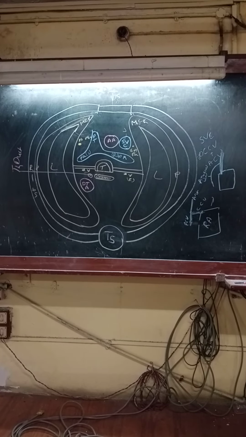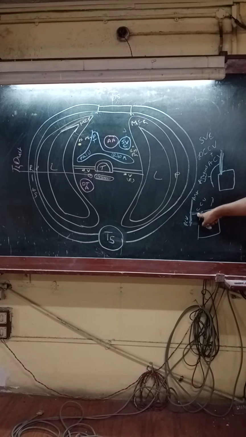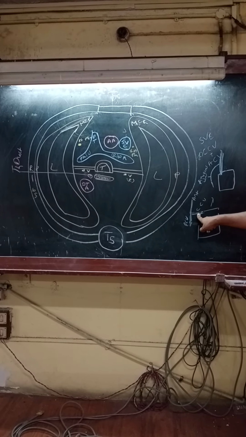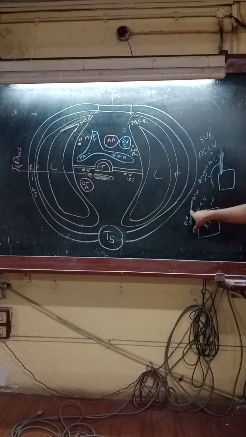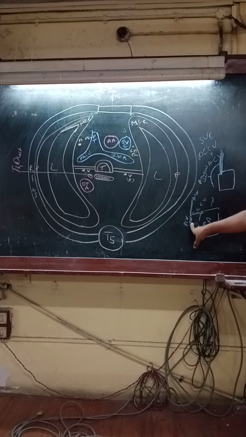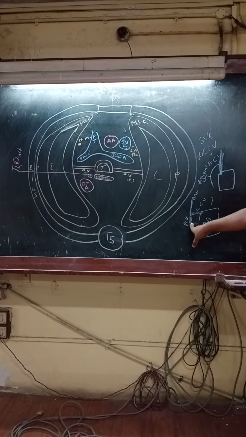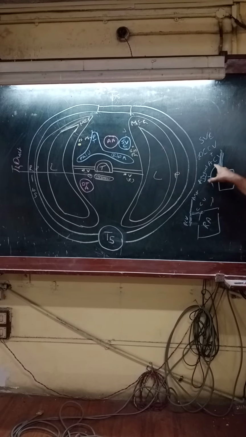So see, initially it was like this. So this whole thing formed SVC. So now we have SVC and posterior cardinal vein opening into it. So posterior cardinal vein terminal part forms azygos, or azygos is derived from that. So ultimately we get a SVC and azygos opening into it.